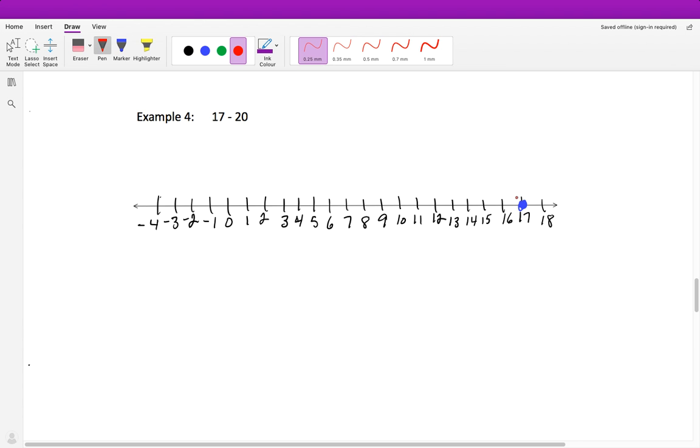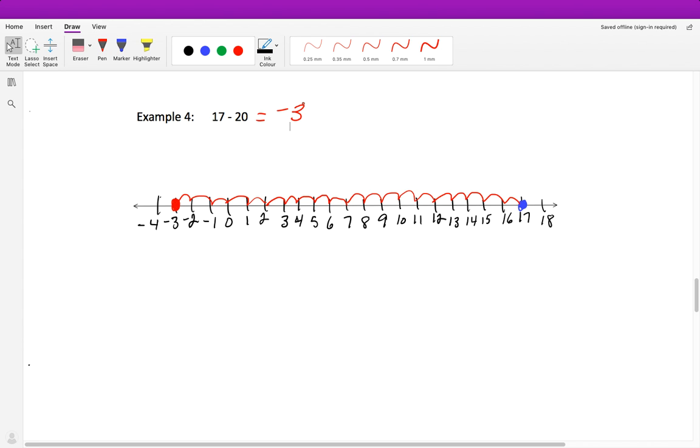All right, but we're going to just count by ones. So we're going 1, 2, 3, 4, 5, 6, 7, 8, 9, 10. So that's where our first one would be if we're counting by tens. 11, 12, 13, 14, 15, 16, 17. Then 1, 2, 3. So there is our final point. So 17 minus 20 is equal to -3.